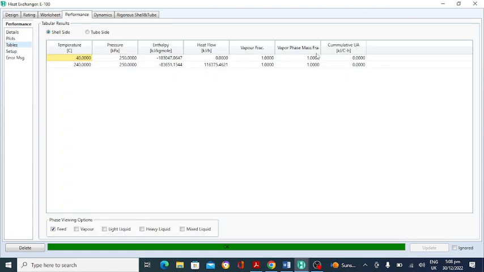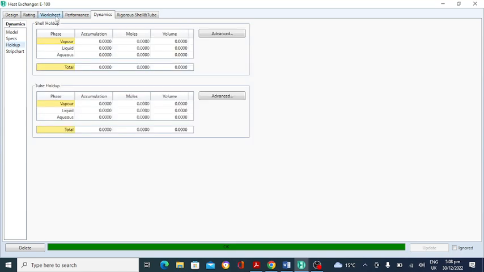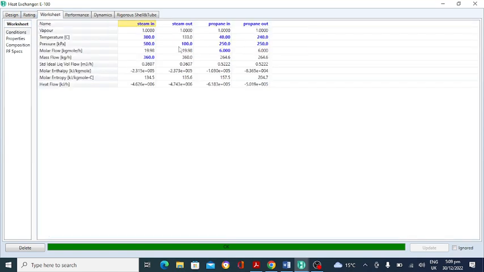This is the vapor fraction. This is the enthalpy, temperature, pressure. So here is the tube volume, the overall heat transfer coefficient, the shell volume, and the tube. So you can check that the temperature of the outlet steam is 133 degrees centigrade.